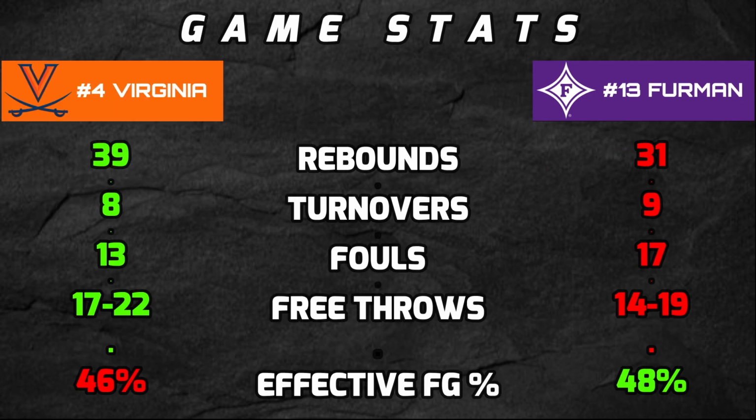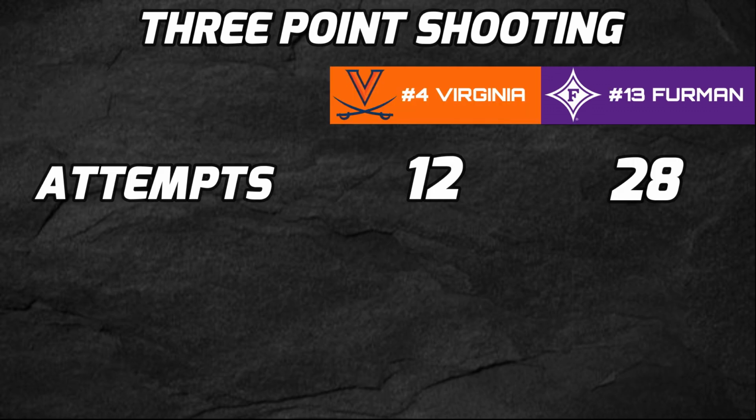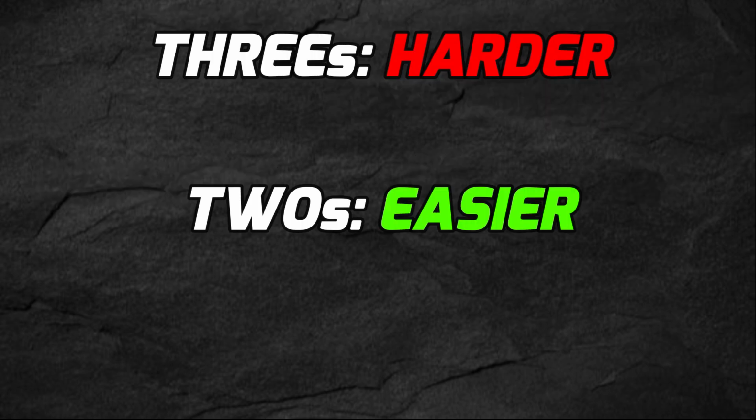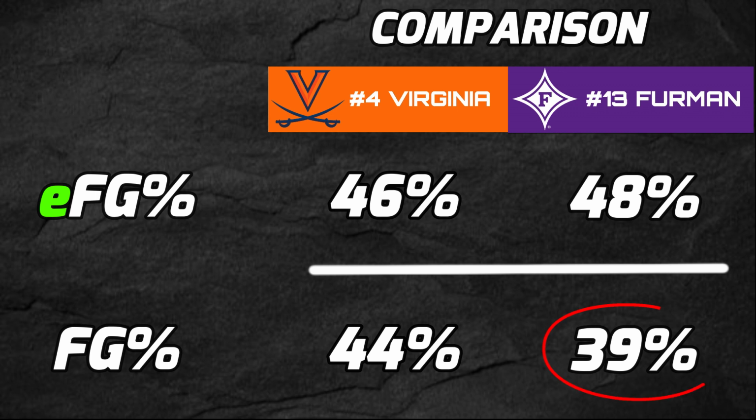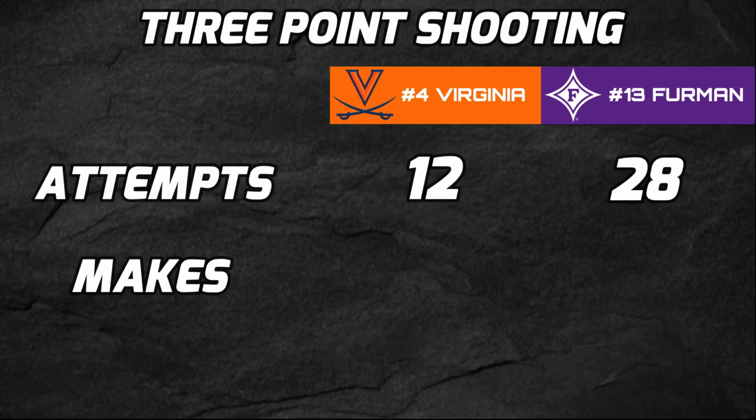Using effective field goal percentage is the only way that this stat sheet makes sense, because Virginia won in every other category. Furman attempted 16 more 3s than Virginia. 3s are harder to make than 2s. Because Furman took many 3s, they will naturally have a lower raw field goal percentage because 3s are harder to make. But Furman was still able to make 10 3s to Virginia's 2.